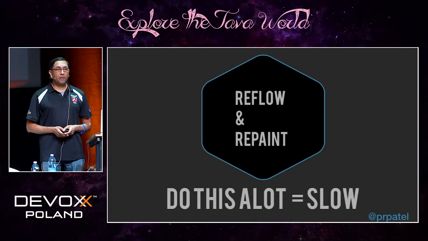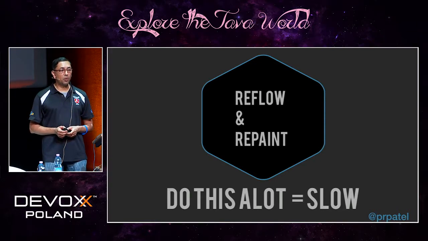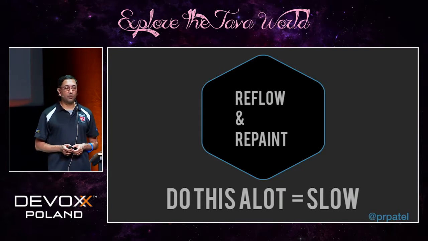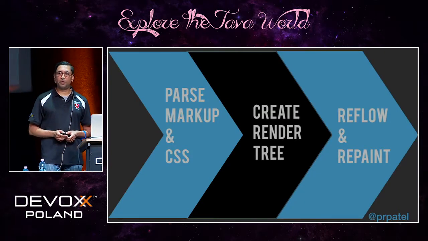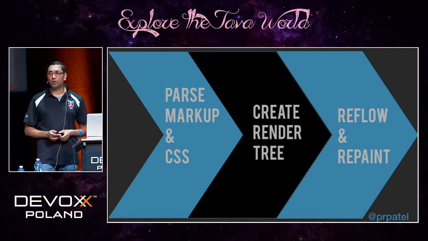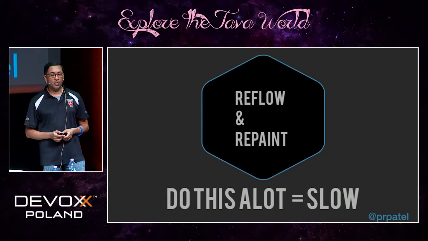Now, if you do that last step a lot, that's when you see slowness. So this is what we want to avoid: doing a lot of reflows and repaints. Parsing the markup and CSS, and creating a render tree, those two operations are typically very fast. It's the last one that the user will perceive as slowness. So this is what we want to avoid doing.